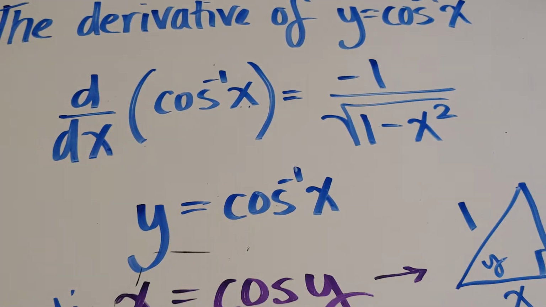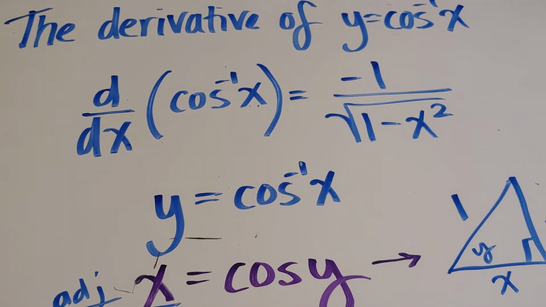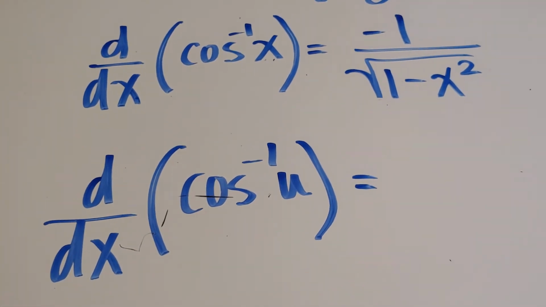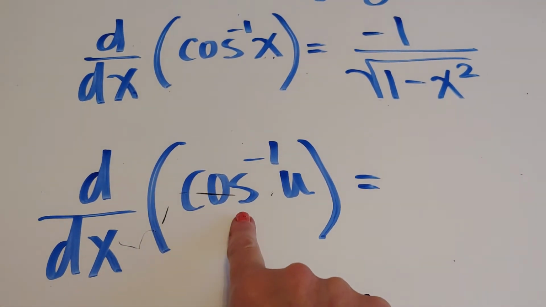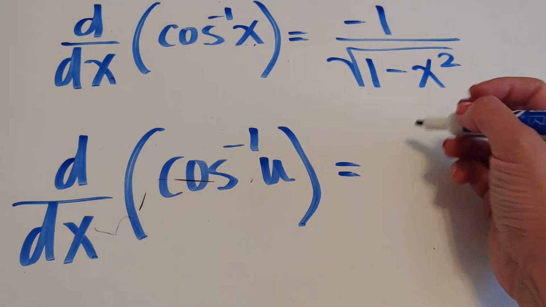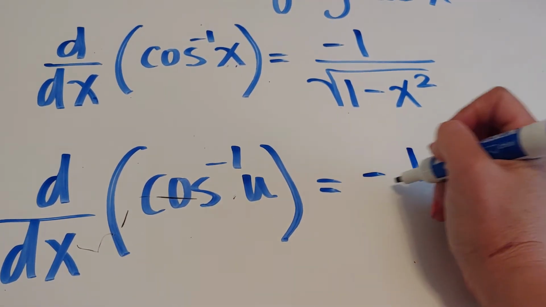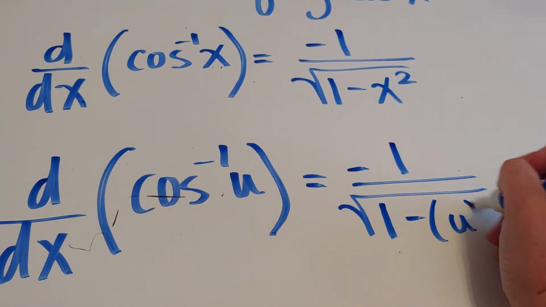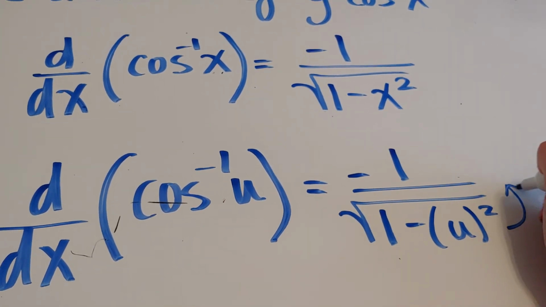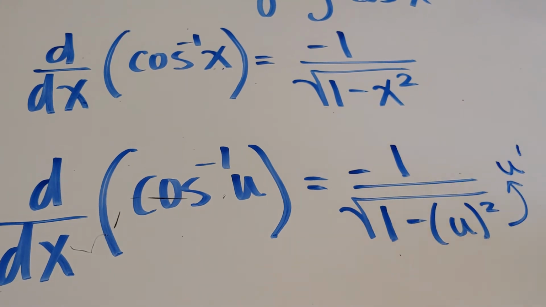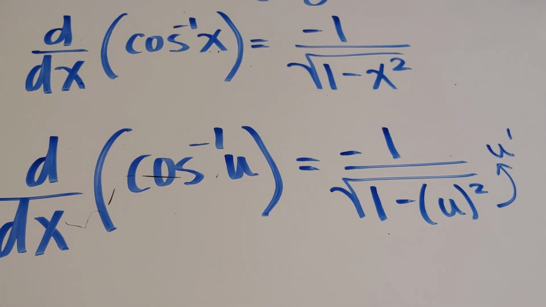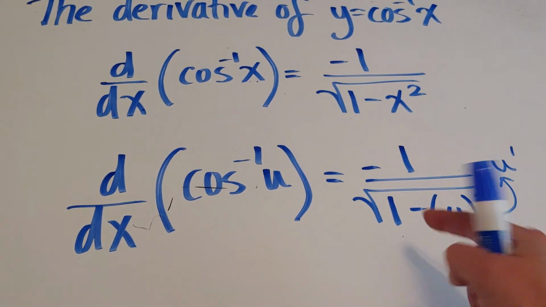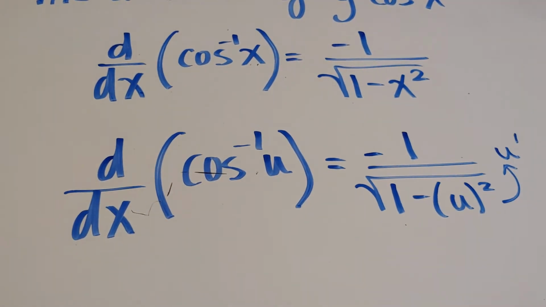Now I'm going to erase my board for just a second so that I can show you the chain rule version of this rule. So if I have the cosine inverse of stuff, how this is going to work is I'm going to have -1 over the square root of 1 minus stuff squared times the derivative of the inside. So again, this is very similar to the sine inverse rule. The only main difference is that we have a -1 floating upstairs.